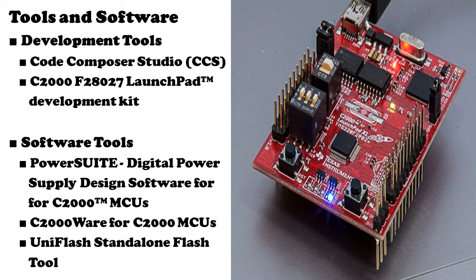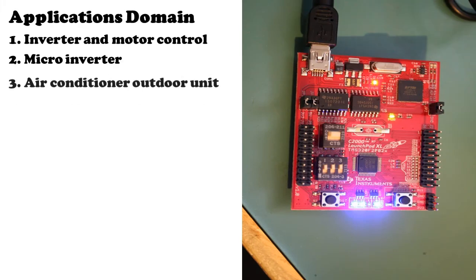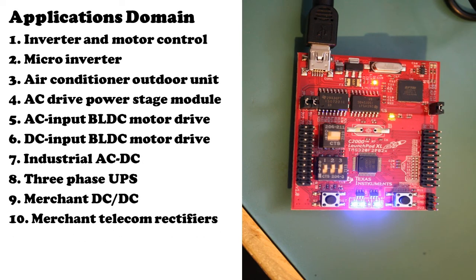Next, we are going to know about application domains of C2000. C2000 controllers have a wide variety of applications. It is mostly used in power electronics applications like inverter and motor control, VFD, AC and DC drive power stage module, AC and DC input BLDC motor drive. It is also used for industrial single and three-phase UPS.